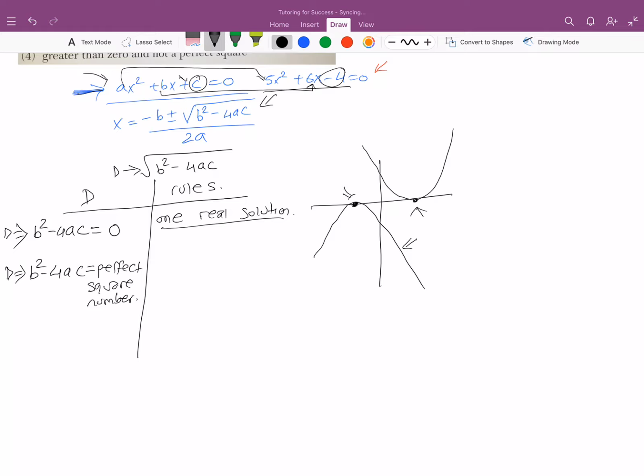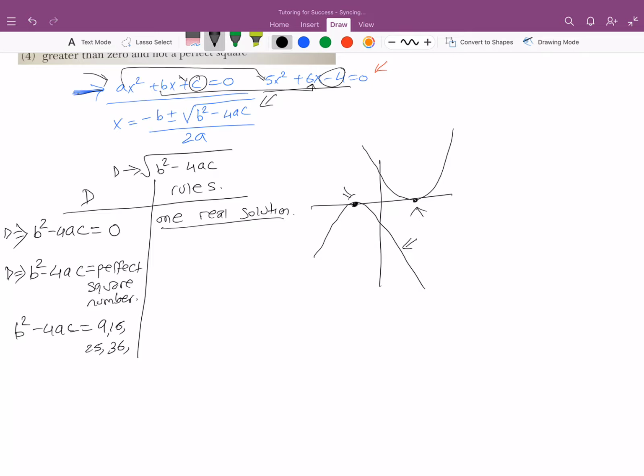Okay, perfect square number. So what do I mean by perfect square number? Obviously, right? So let's explore in terms of examples. Let's say I solve this, b squared minus 4ac, and that turned out to be equal to 9 or 16 or 25 or 36. Are you getting the picture? All the perfect square numbers, positive, obviously.